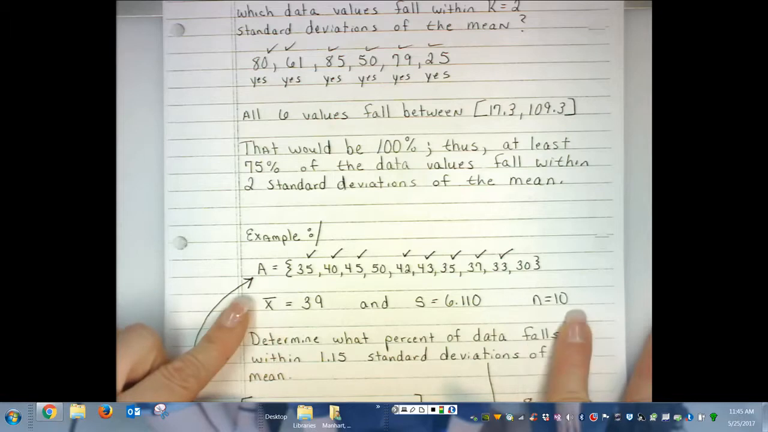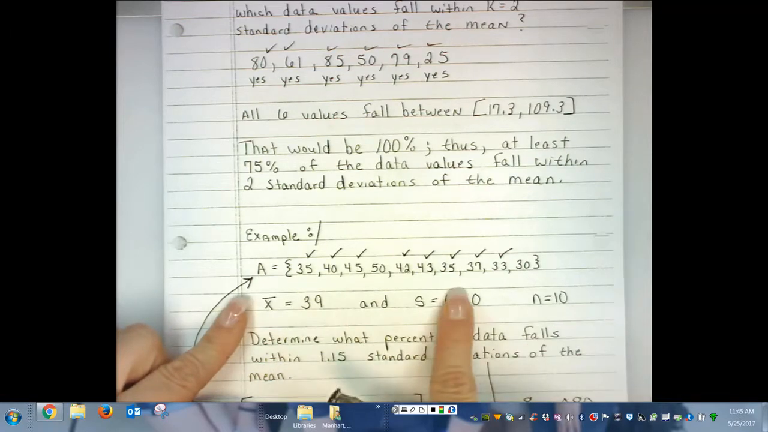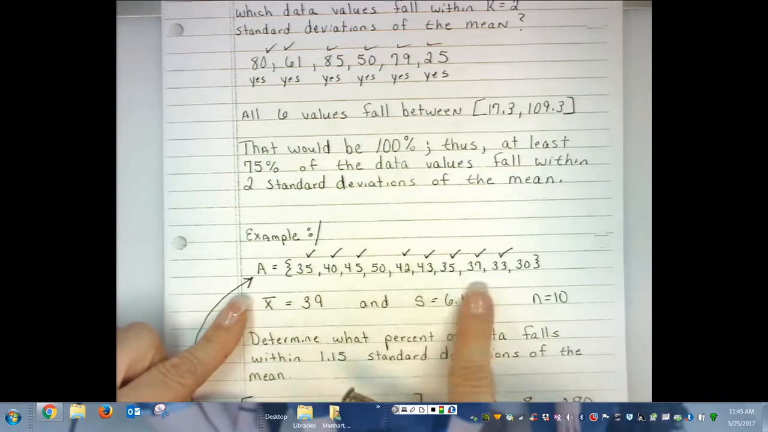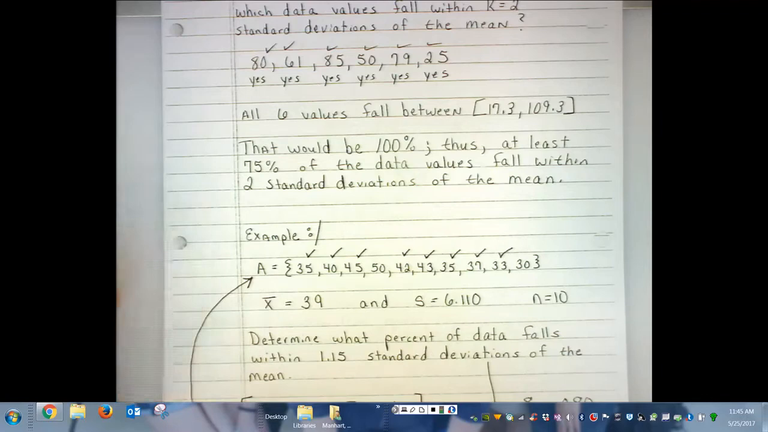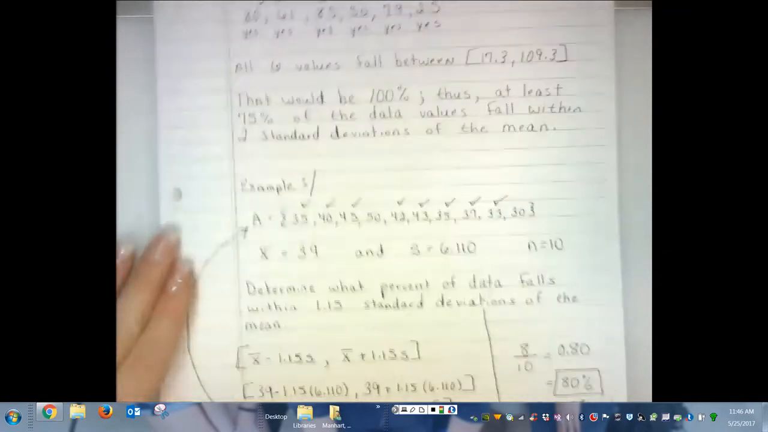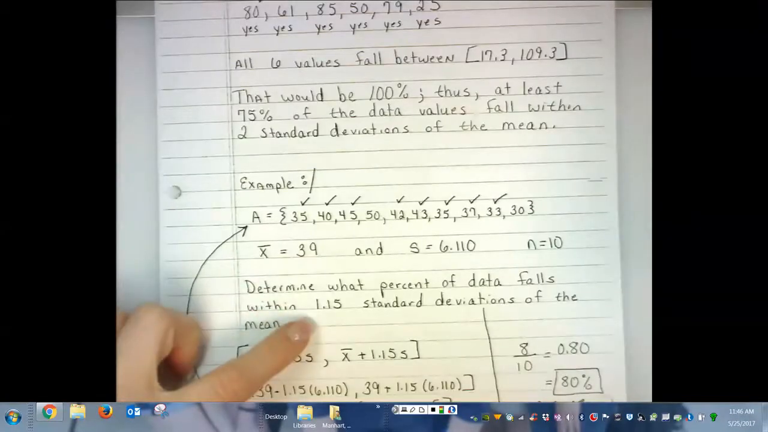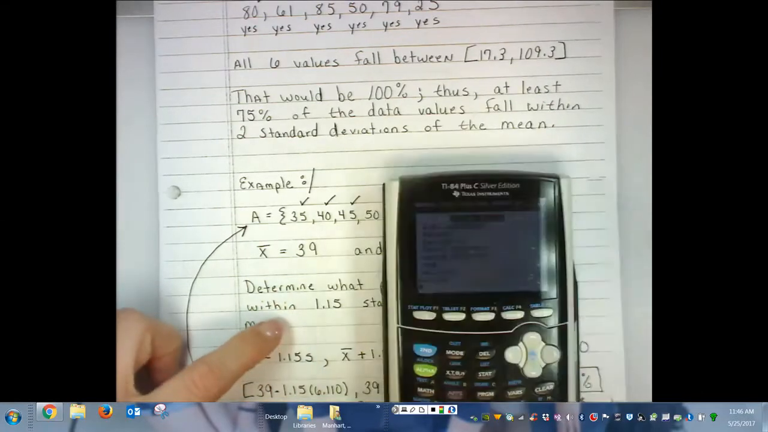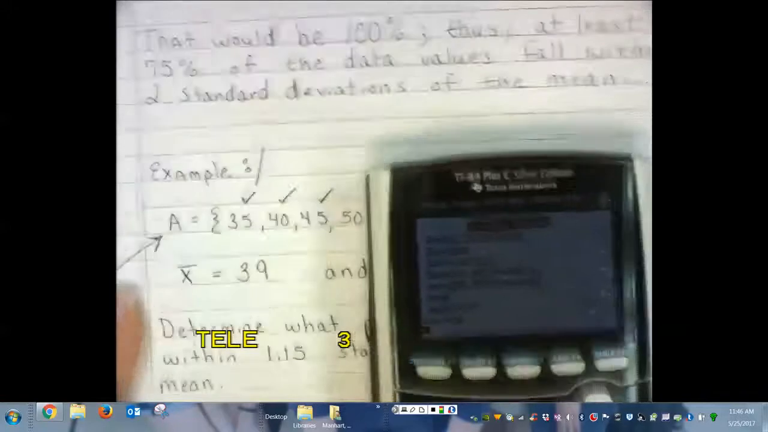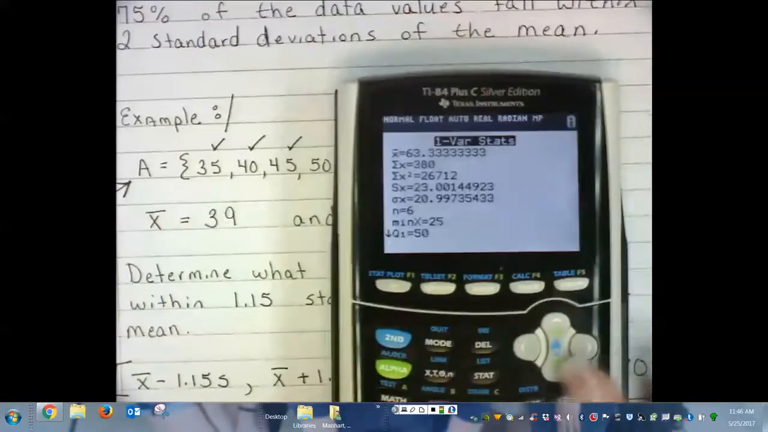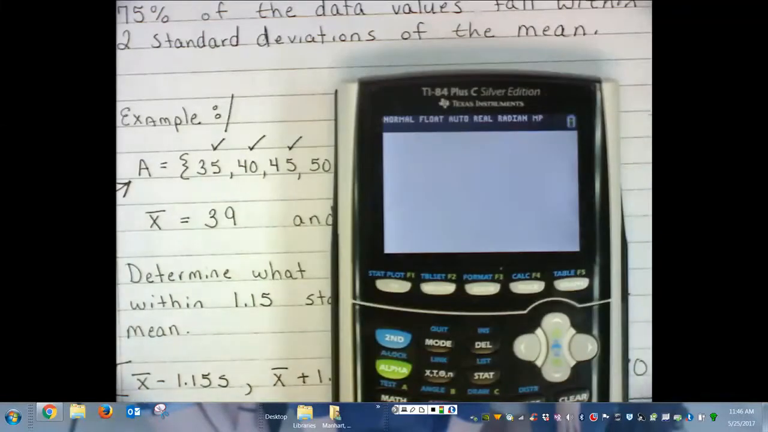And N is 10. So I have 10 pieces of data. These could be test scores. I don't know. They could be anything, but it is a data set with an average of 39 and a standard deviation of 6.110. It says determine what % of data values fall within 1.15 standard deviations of the mean. So that's not one of the standard deviations that we have memorized for Chebyshev. But if we plug 1.15 into his formula, we'll see what Chebyshev promises with 1.15.